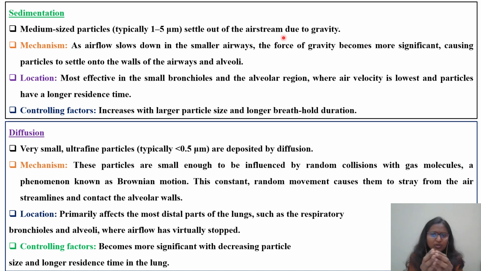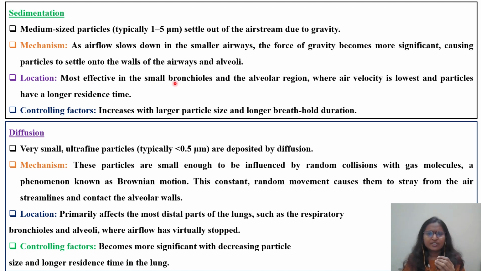These particles will come out of the airstream direction due to gravity because of the higher density or molecular mass. Because of this, they will deviate from the actual airstream flow. As airflow slows down in the smaller airways, the force of gravity becomes more significant, causing particles to settle onto the walls of the airways and alveoli. So these particles, which are 1 to 5 micrometer, go away from the streamline, and because of the higher density and less airflow, they get deposited in these airways and alveoli.